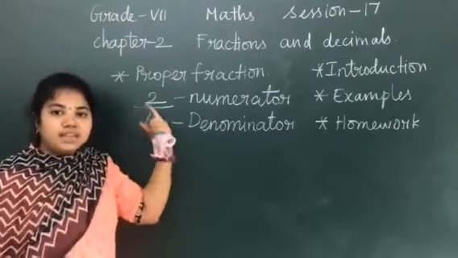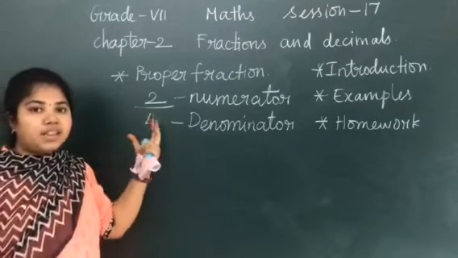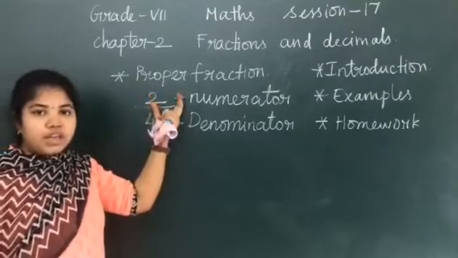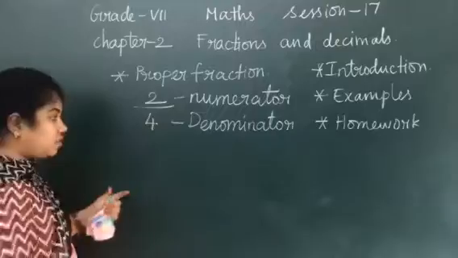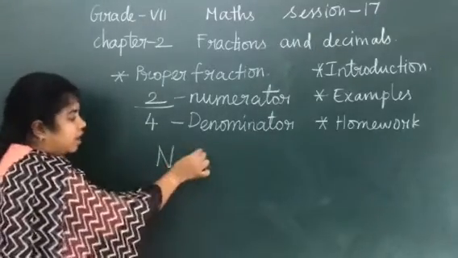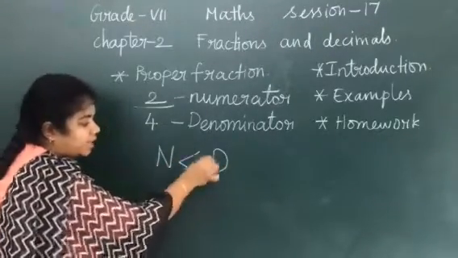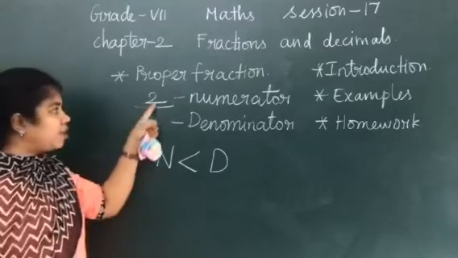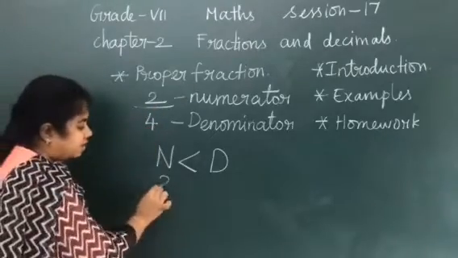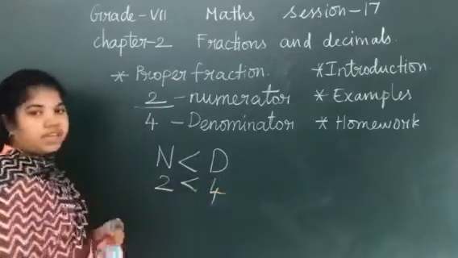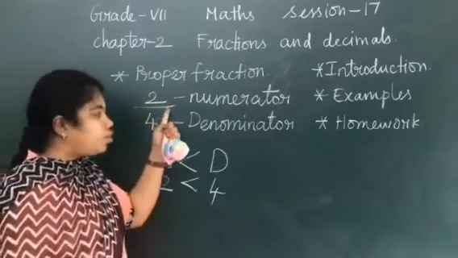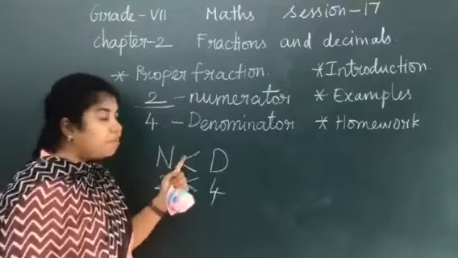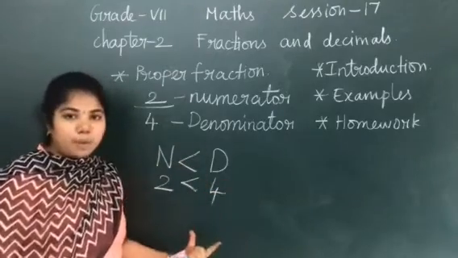Can you see anything in this? Can you find anything relating to the proper fraction? Obviously 4 is greater than 2. That is, my numerator is less than my denominator. Can you understand? My numerator 2 is less than the denominator 4. Then it is a proper fraction. When my numerator is less than my denominator, it is a proper fraction.